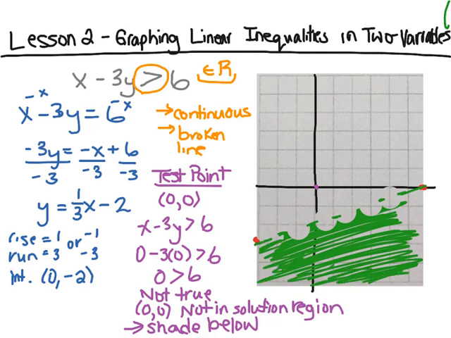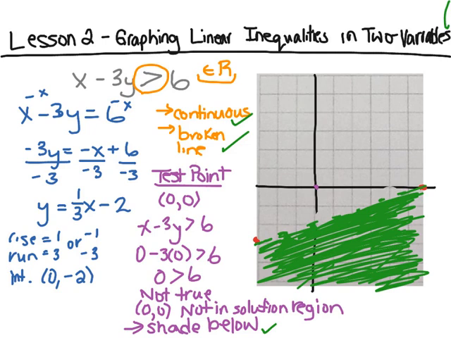So we know it's continuous because we've shaded it solidly, darkly underneath. We know it's a broken line because there's no equal sign. And we know we shade below because that is the region we need to shade. To verify that it works, you choose a point in the region, say 1 and -3.